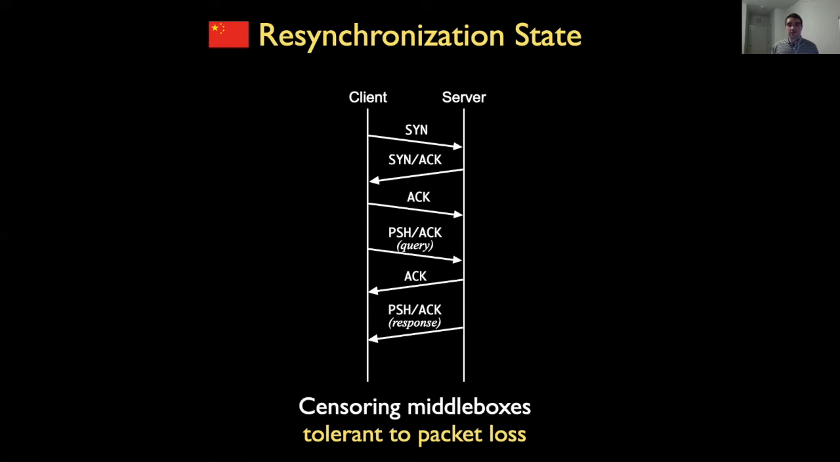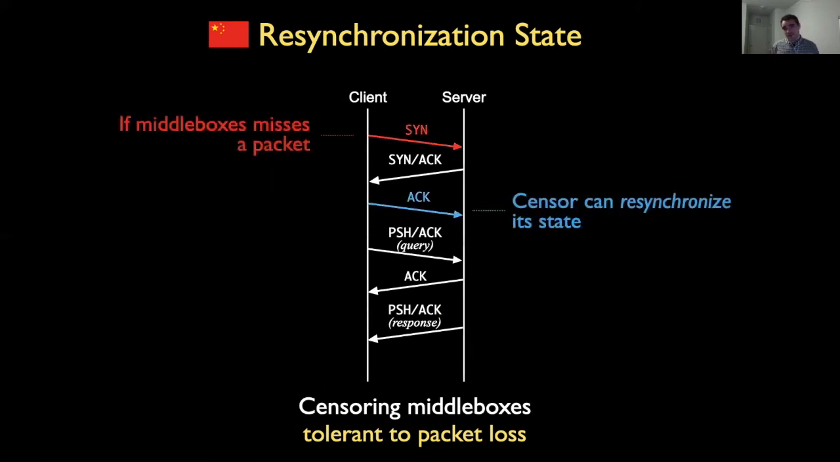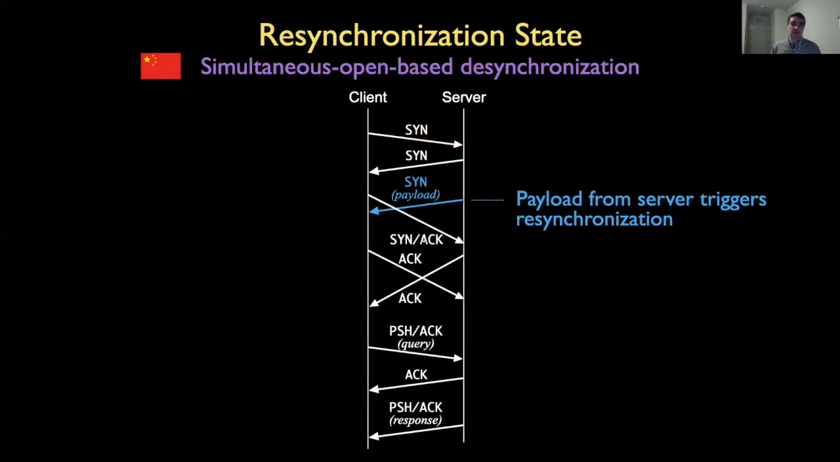And specifically the way this works is simply if a middlebox misses a packet, for example, some part of the handshake, the censor can just resynchronize its state later on. Now, the exact dynamics of the resynchronization state are constantly evolving over time, but understanding how this state works allows us to build better censorship evasion tools and strategies. And this also gives us insight as to why that first strategy that I showed you works in China, this TCP simultaneous open-based desynchronization.